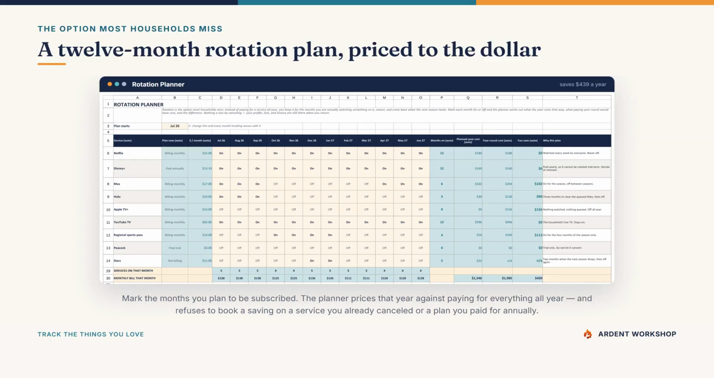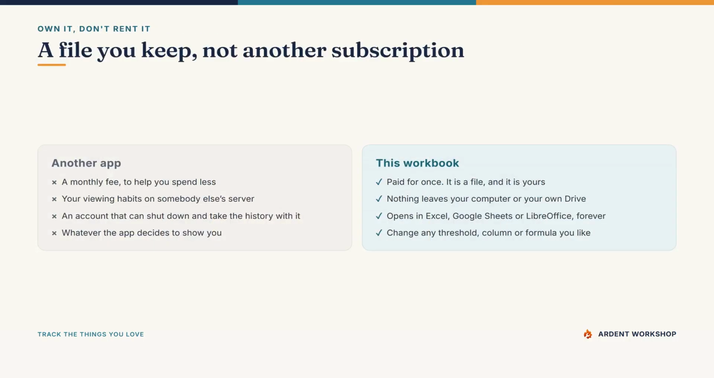It's also honest about what it won't count. A service you already canceled has nothing to save against, and an annual plan is already paid for. There is something faintly absurd about paying a monthly subscription to an app that helps you cancel monthly subscriptions. This is a spreadsheet. You buy it once. It opens in Excel, Google Sheets, or LibreOffice. Nothing about what your household watches leaves your own drive, and every threshold and formula is yours to change.